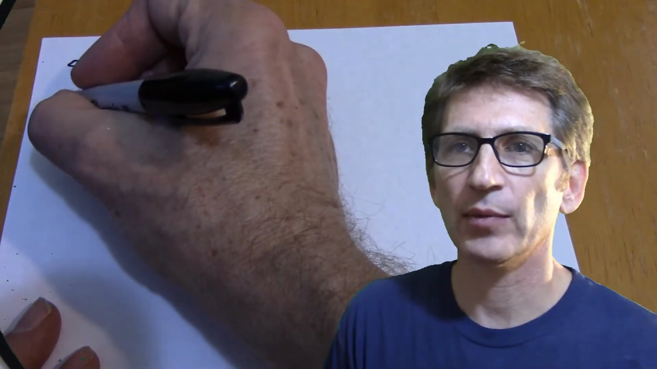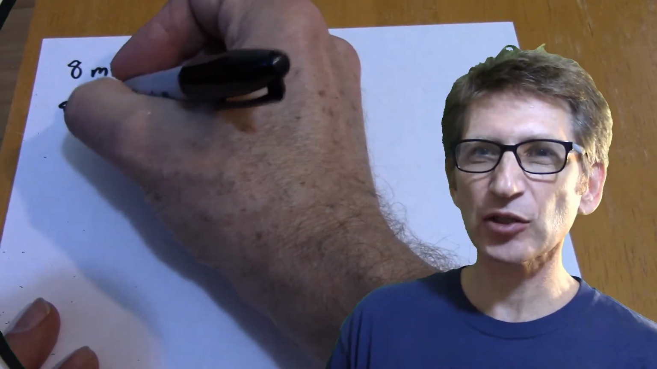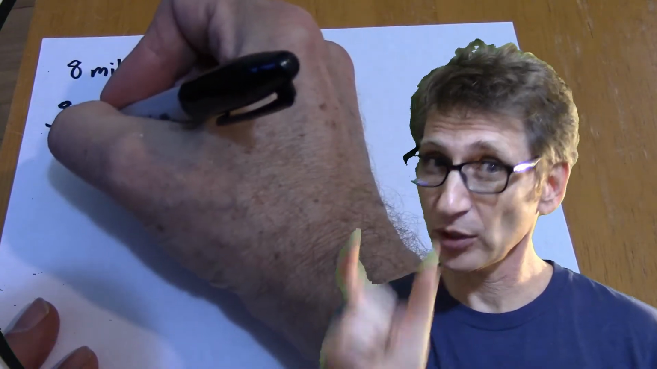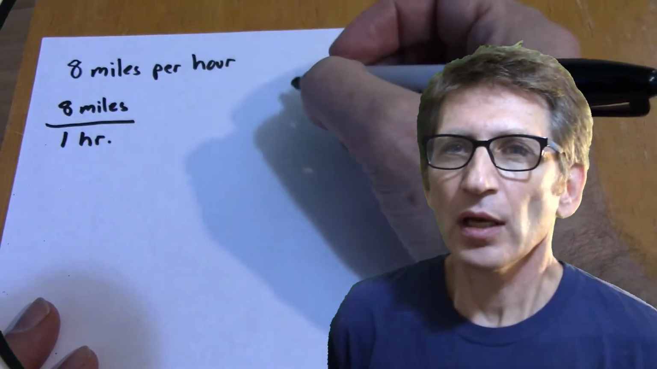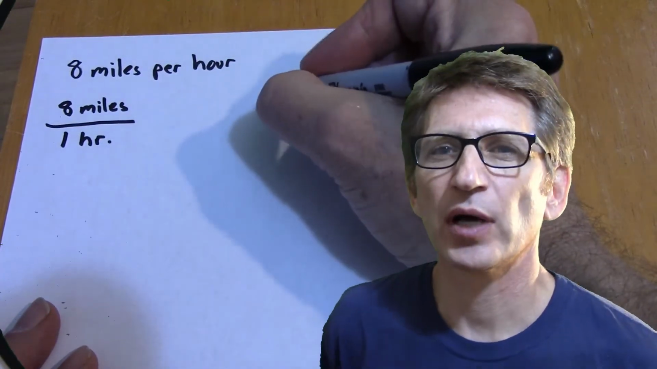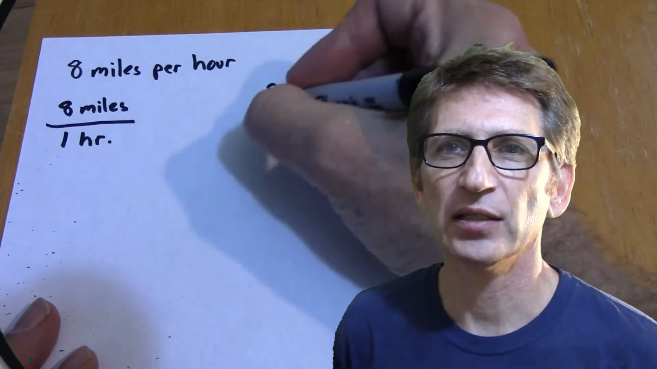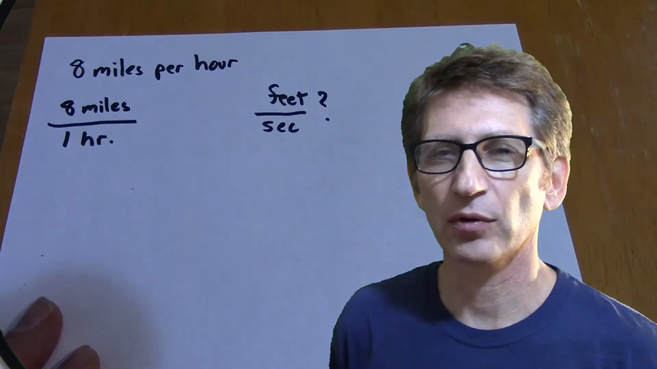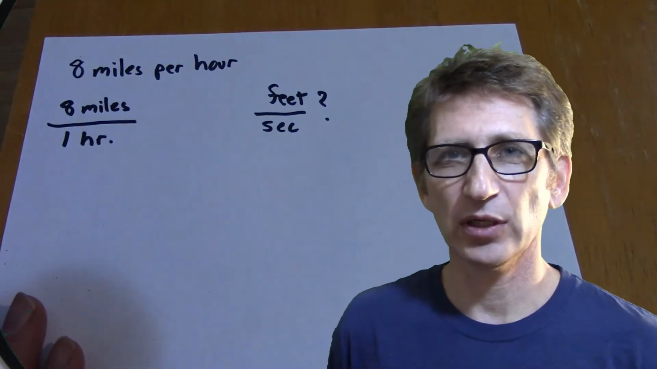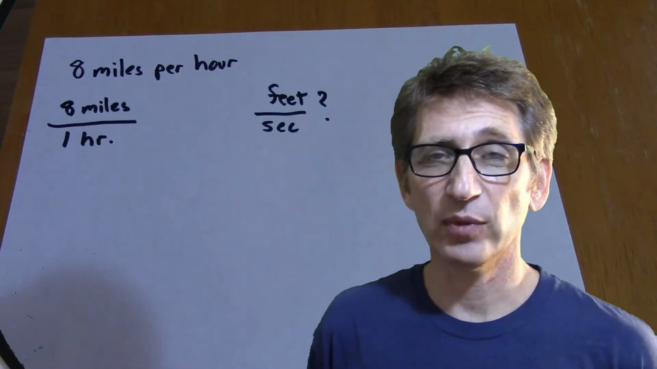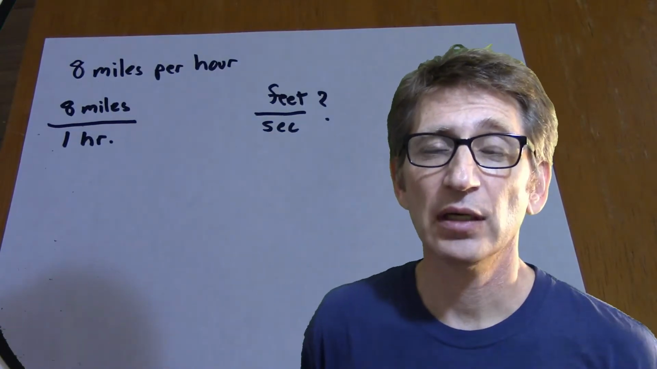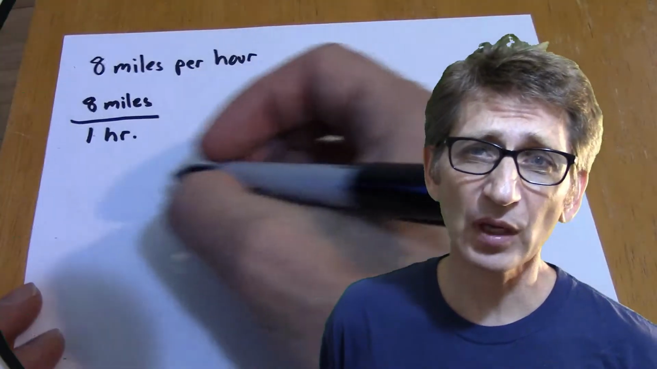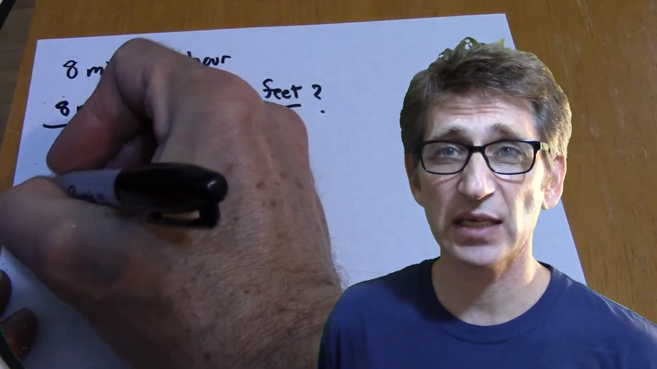Well, it turns out the common house mouse can run at about 8 miles per hour. That's pretty fast for a little small creature. So let's see if we can convert 8 miles per hour into feet per second. We're starting with this rate, 8 miles over 1 hour, which happens to also be a unit rate, although it doesn't have to be. So we're going to start with a unit rate, 8 miles over 1 hour, convert it to feet per second, where you need to convert both distance and time.